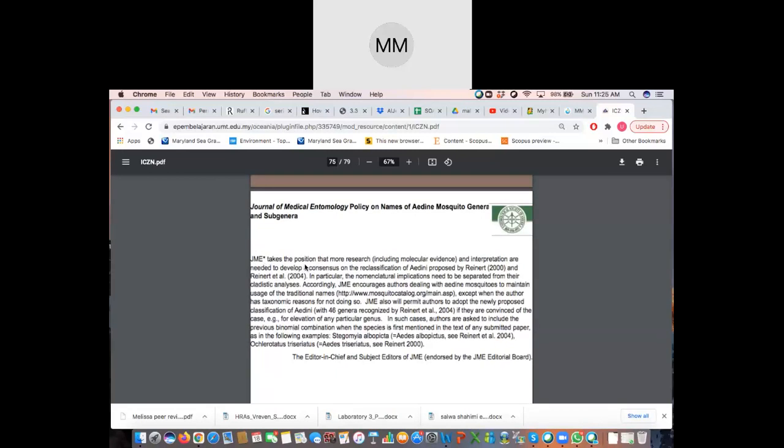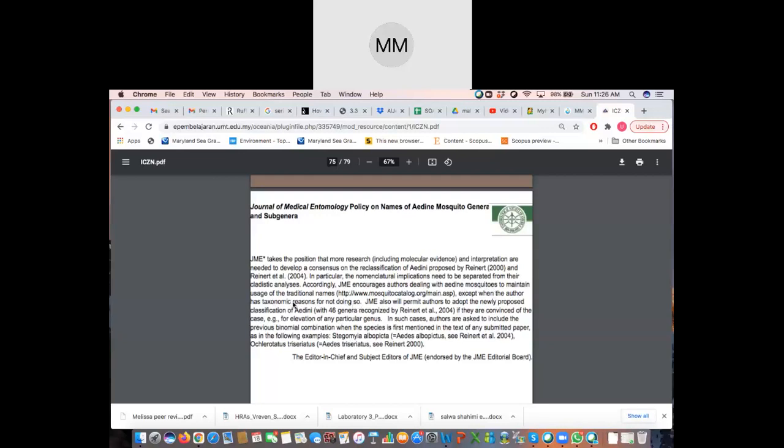JME takes the position that more research and interpretation are needed to develop this consensus. In particular, nomenclature implications need to be separated from their cladistic analysis. So what it's saying is, yes, the cladistic analysis, the phylogenetics, etc., has led to the raising of subgenus to genus level, but now there will of course be name implications. According to this, JME encourages authors dealing with Aedini mosquitoes to maintain the use of the traditional names, except when authors have taxonomic reasons for not doing so.